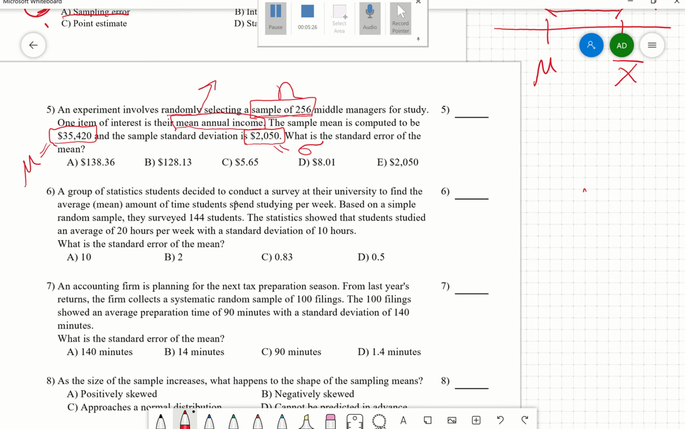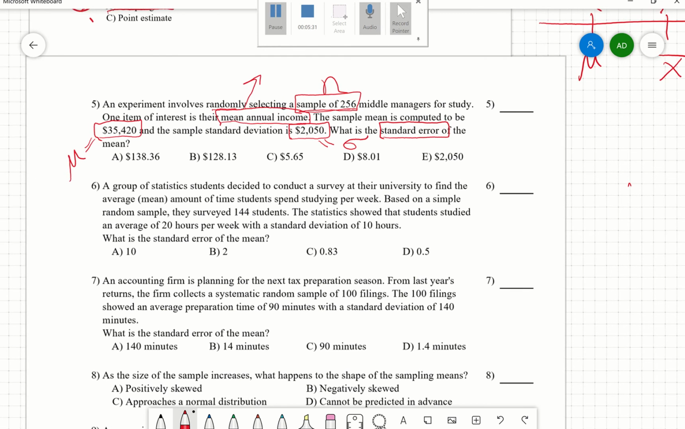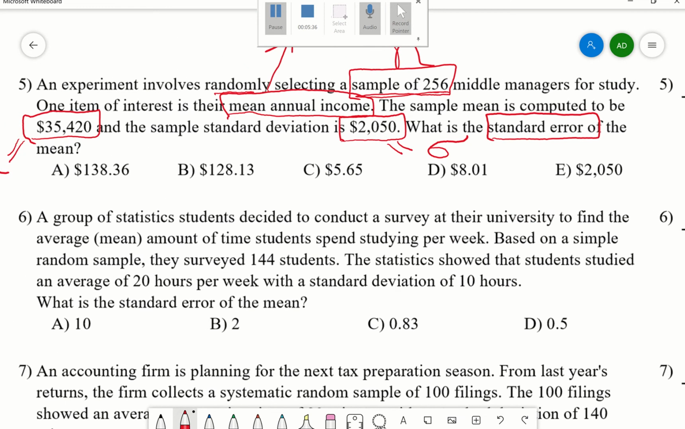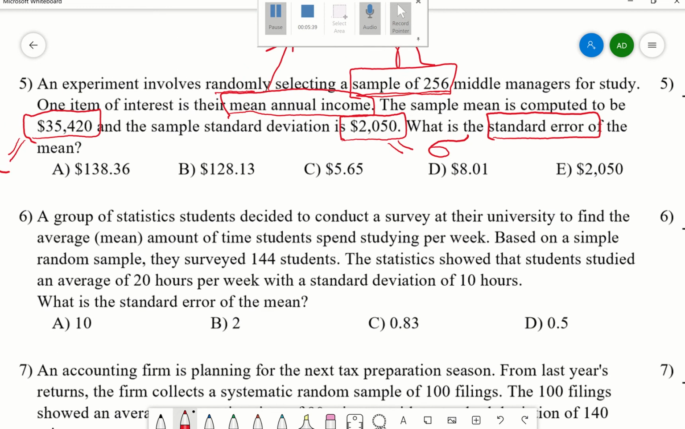And what is the standard error? This is a very simple one. We're not going to calculate any probabilities, just an intermediate step. So standard error equals sigma over square root of n. Sigma is 2050 divided by square root of 256. You can use your calculator or you can use Excel.